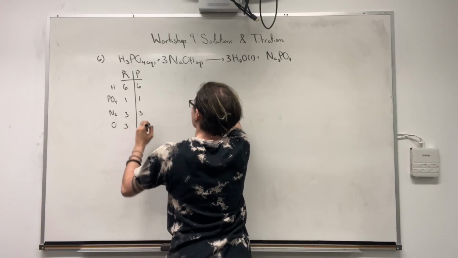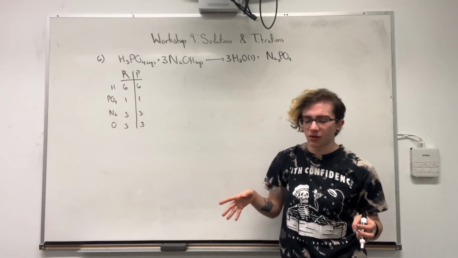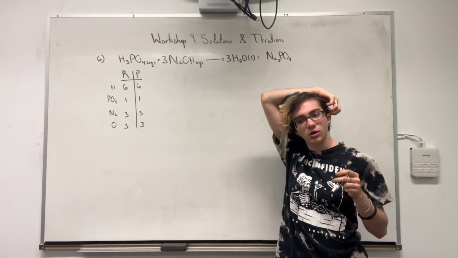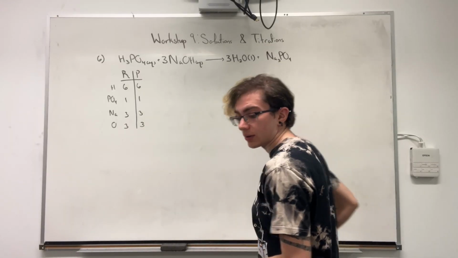And this is why we needed to write our equation. It is not a 1-to-1 ratio between our acid and base like a lot of these titration reactions will be. It is a 3-to-1 ratio now between our base and our acid. And that is going to change how we go about our calculations.